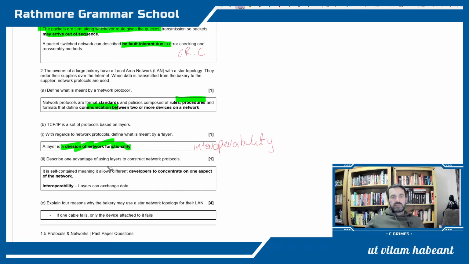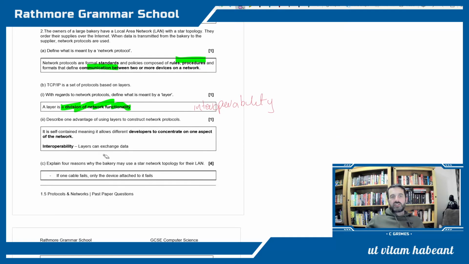Next is layers. Describe one advantage. And again, we've got interoperability as an advantage, and this idea that they're self-contained, that they're modular in nature. So developers can concentrate on one aspect, and again they work with each other.